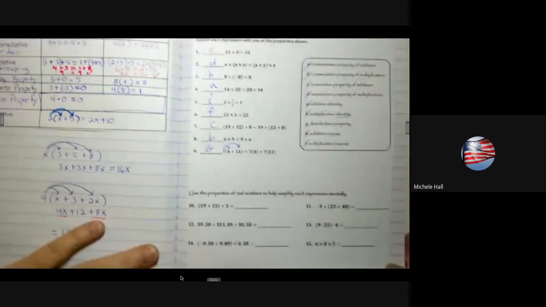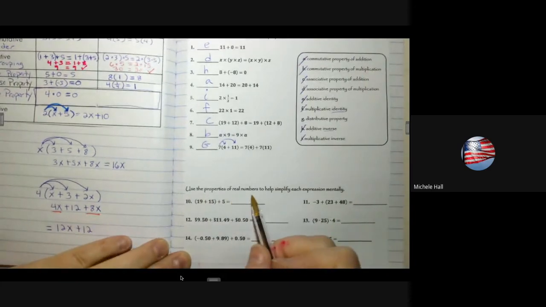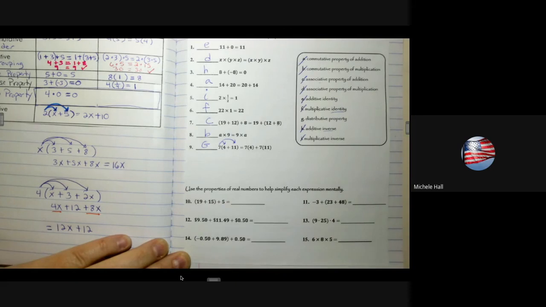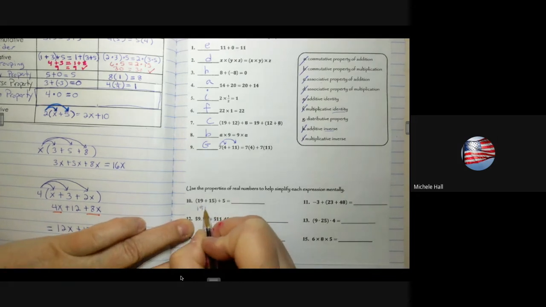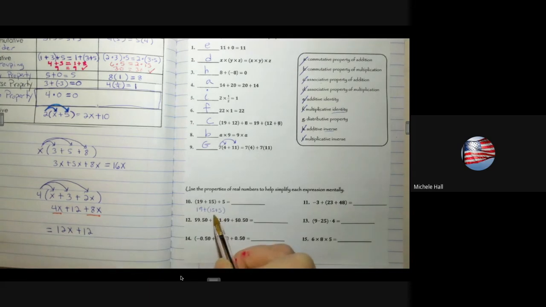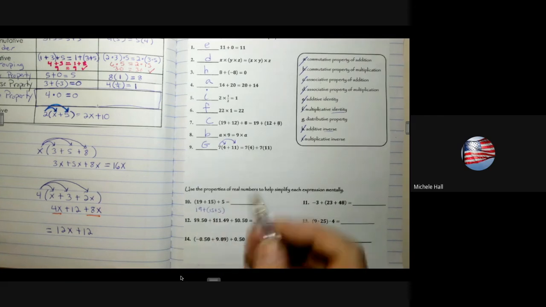How do we use these properties? Use the properties of real numbers to help simplify each expression mentally. Well, I see that I'd like to group 15 and 5 together. 19 plus 15 plus 5. I'd like to group 5 and 15 together because it gives me a nice number that ends in a 0. 20 plus 39.